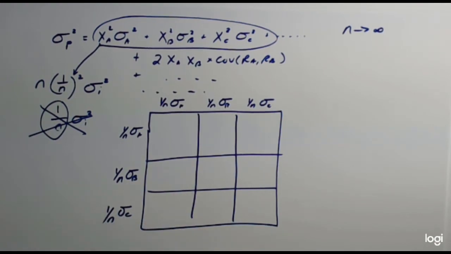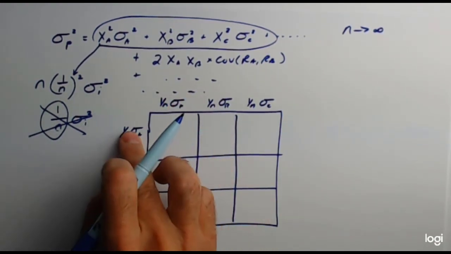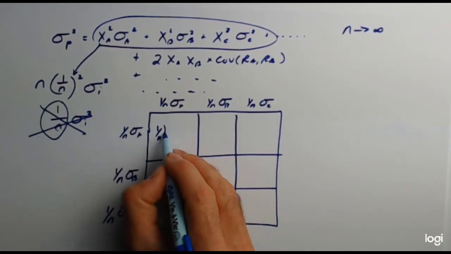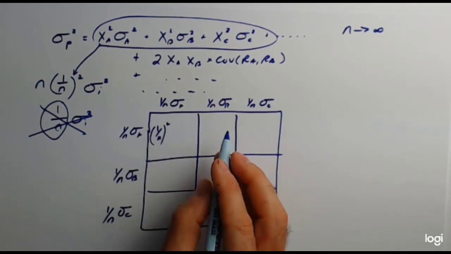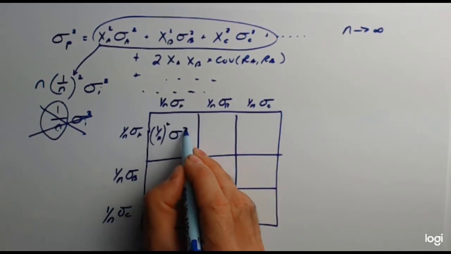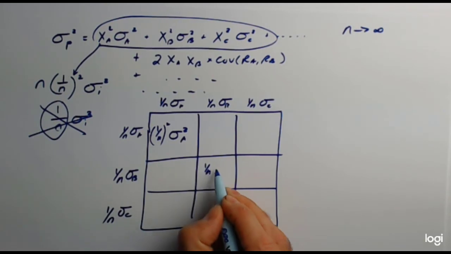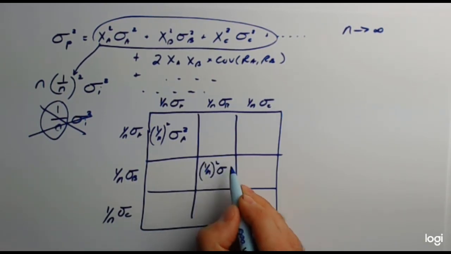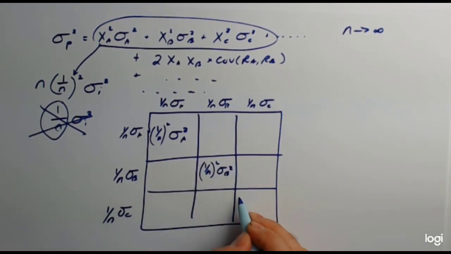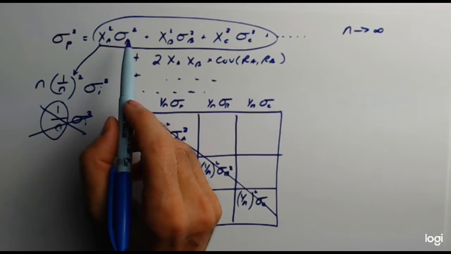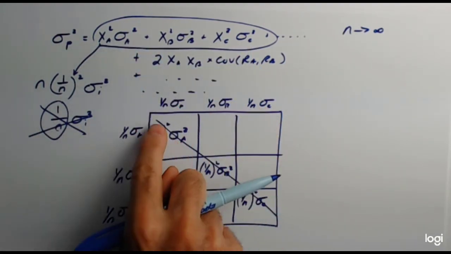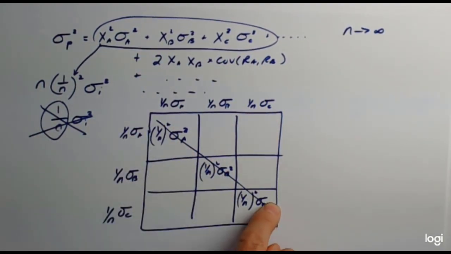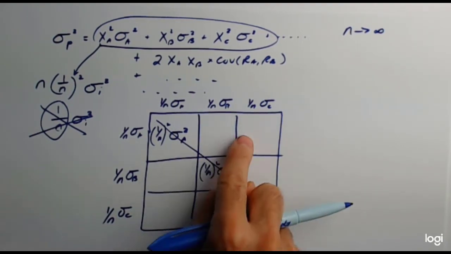So bear with me. If we were to multiply these out, we'd get 1 over n squared times the variance of A, 1 over n squared times the variance of B, and 1 over n squared times the variance of C. This is the main diagonal. That's what these are. And what we're saying is this doesn't count. This goes to 0. Now we have to look at all these covariance terms.